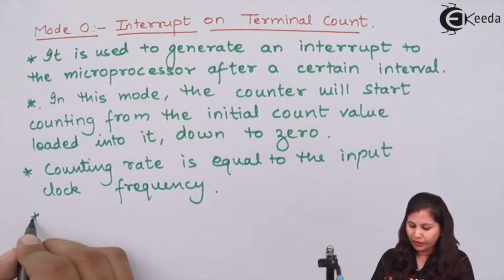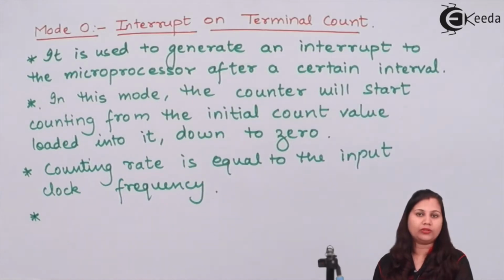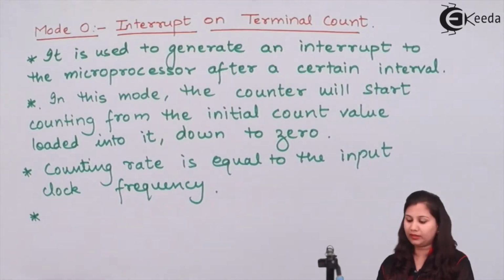Now for every counter, we have the out, gate and the clock inputs. Out is the output of the counter and clock and gate are the inputs. So let us see what will be the status of these signals when the counting is going on.